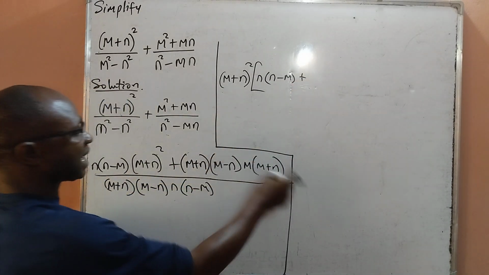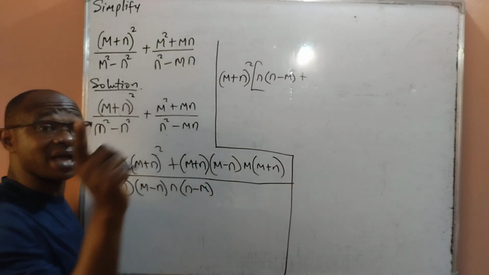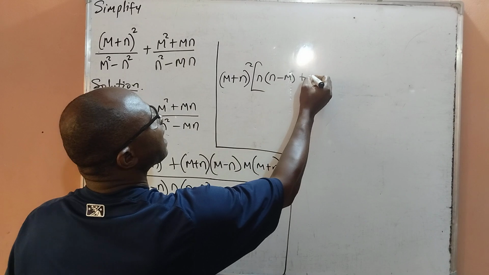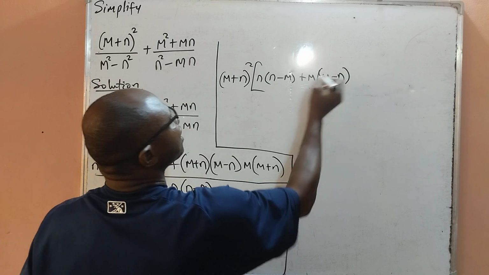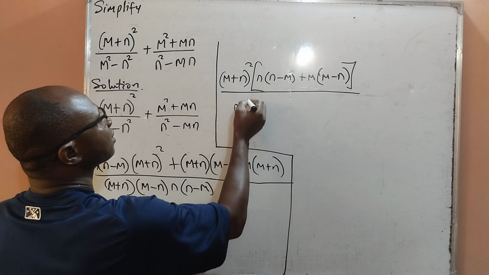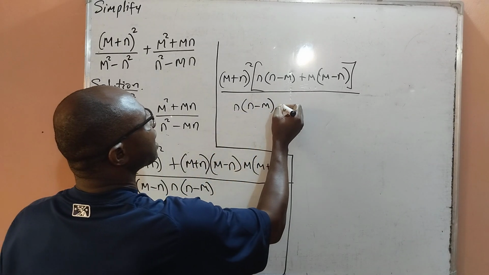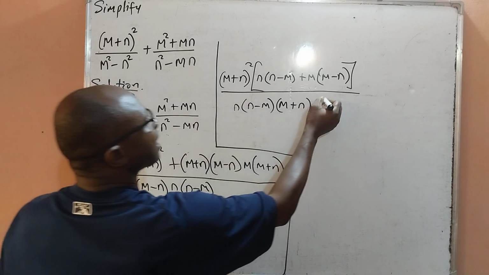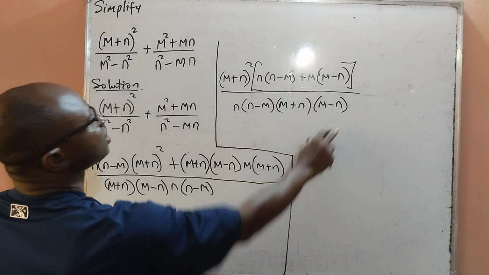Then plus, and on the right-hand side, this m plus n is factored out as (m plus n) squared, and what is left now is m into (m minus n), n minus n. So this is what I have left at the numerator, and at the denominator I still have n into (n minus m), then (m plus n), and also (m minus n). Very good. Everything I have at the denominator is written down.